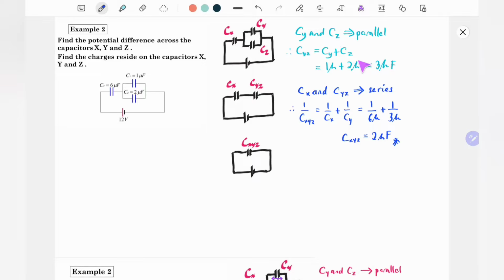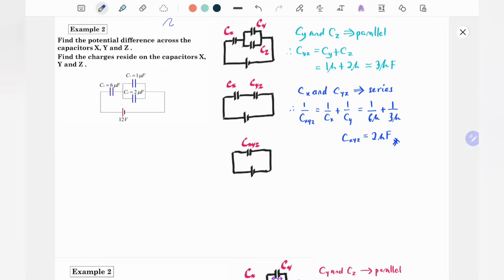Okay guys, let's discuss one example: how do we calculate the equivalent capacitance and how do we calculate the total charge stored by each capacitor arranged in series and parallel. Okay, so this is the example. Example 2: find the total potential difference across the capacitors X, Y, and Z and find the charges residing on the capacitors X, Y, and Z.